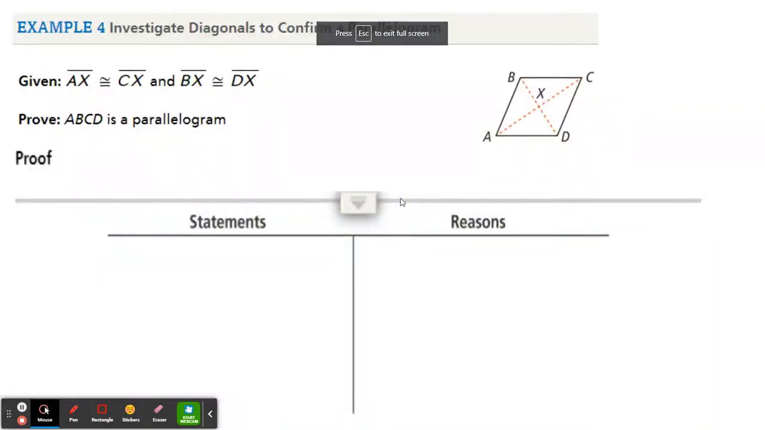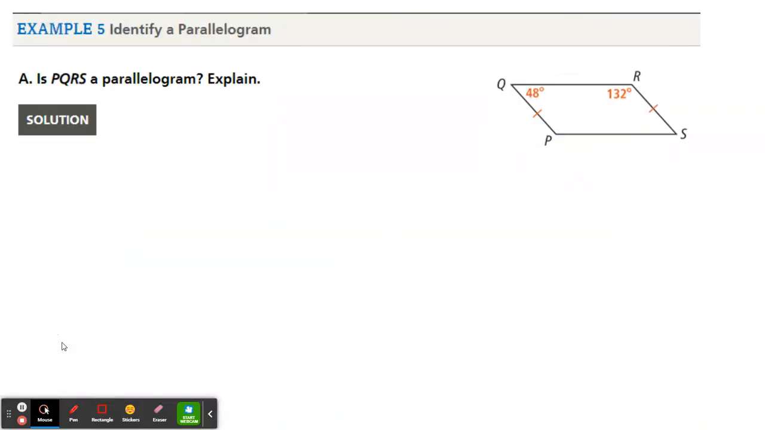Okay, third and final video for lesson 6.4, I promise. We got 3 problems to do, okay? Is PQRS a parallelogram? Explain.